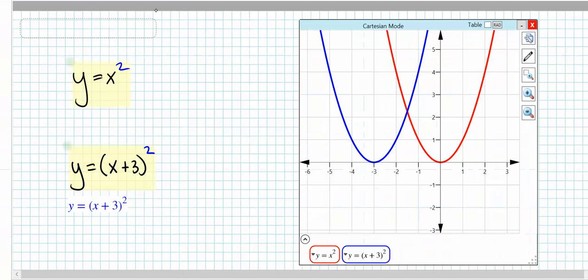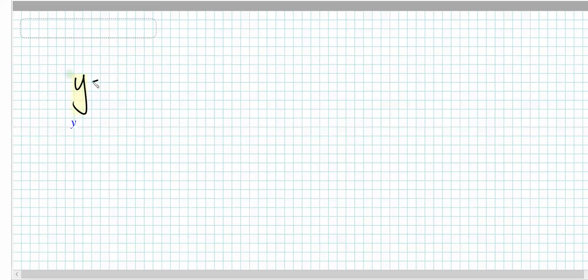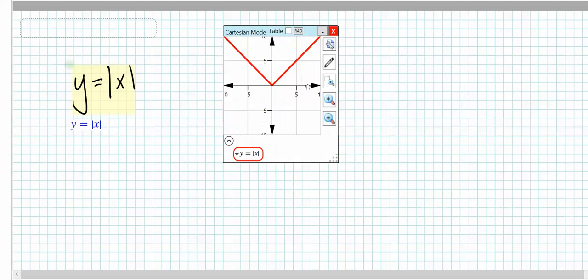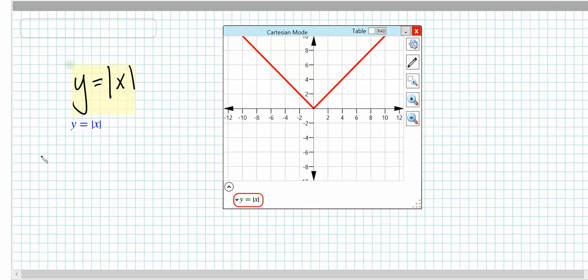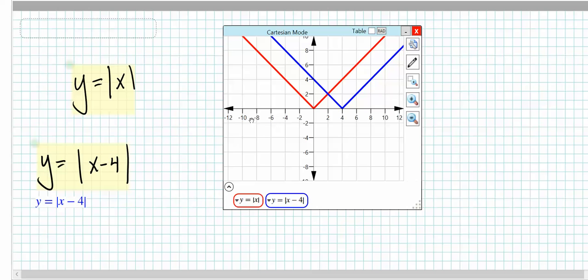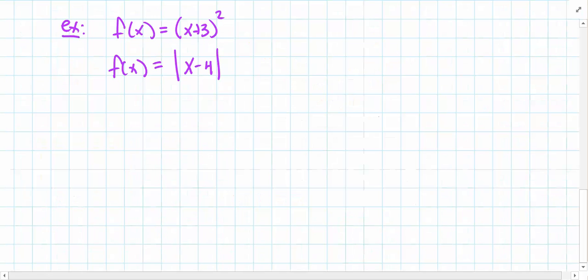So if I give you the absolute value of x, you should have some vague idea that that's the V graph. And if I give you the absolute value of x minus 4, you should know that that is 4 units to the right. Okay? Are we on board? You guys cool with that? Okay, good.